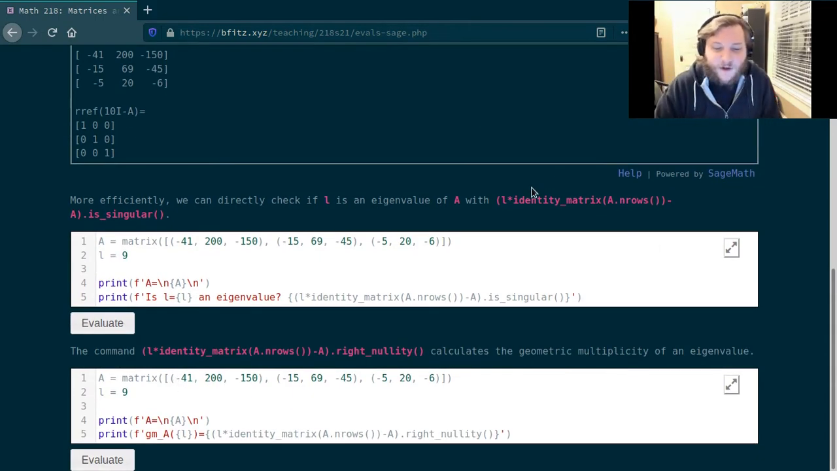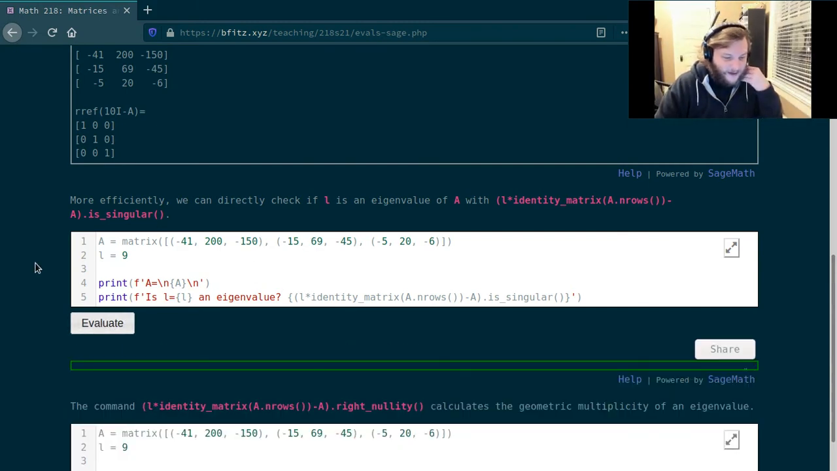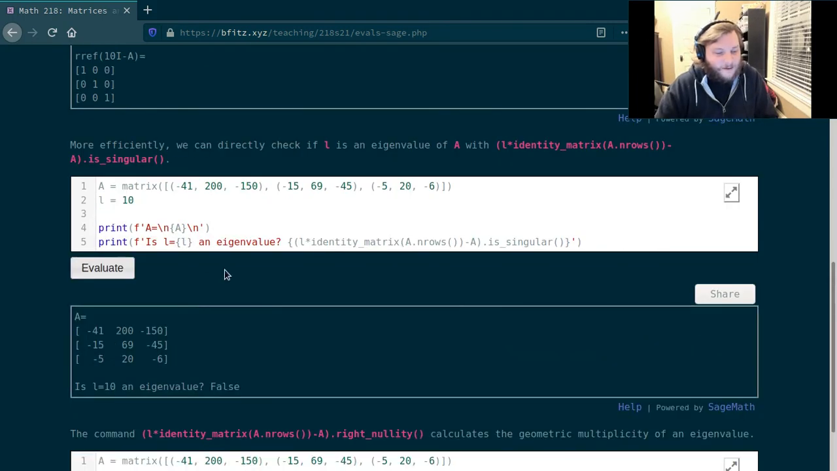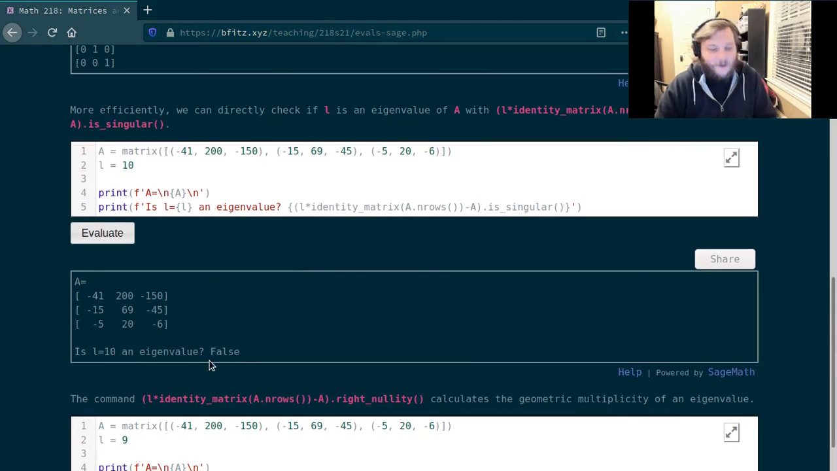But you could also tweak the code and just directly ask, is the characteristic matrix singular or not? And the syntax for that would be L times the identity matrix minus A, and then you would use dot is underscore singular. So here I have the same code, except I've adjusted to just directly ask, is this number an eigenvalue? So if you click evaluate here, you'll find I have the same predefined matrix input here, and we're asking, is L equals 9 an eigenvalue? And the answer is true, or yes. Again, if I change 9 to 10 here and click evaluate, is L equals 10 an eigenvalue? False is what it's telling me, or no is the answer here.